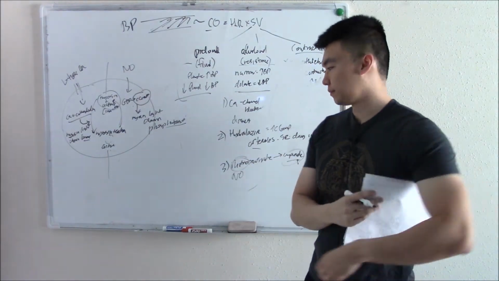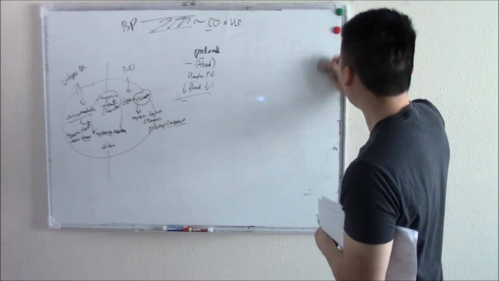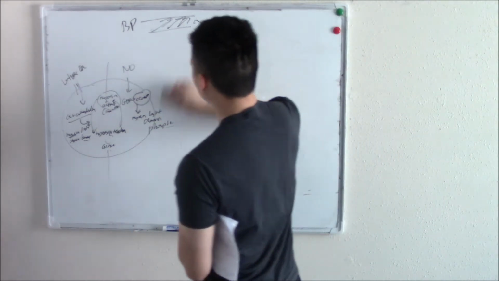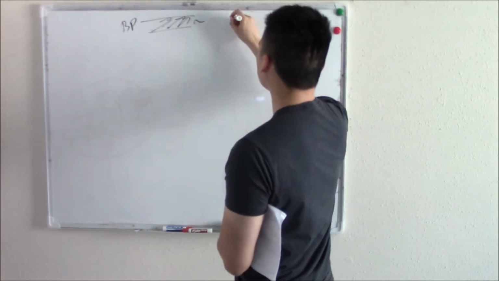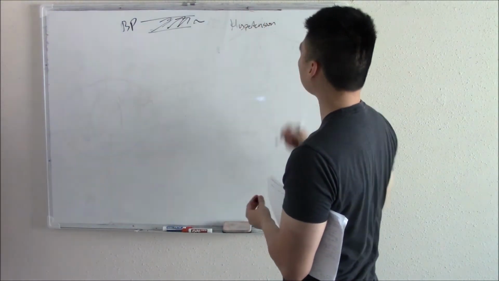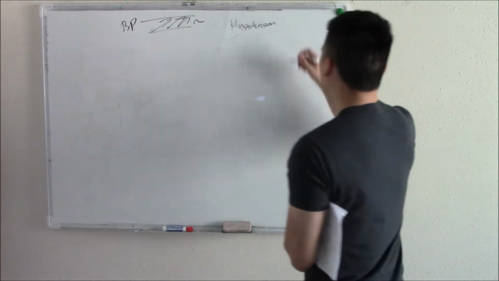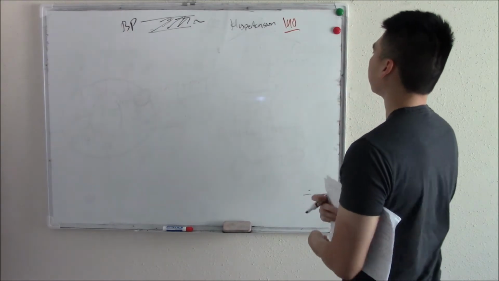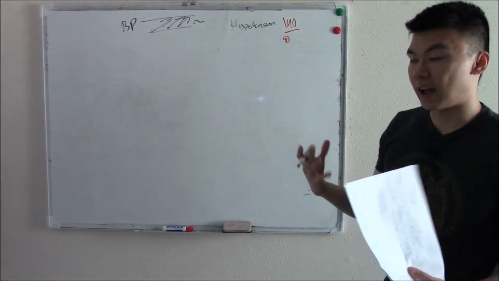If you have high blood pressure, we call that hypertension. Let's just talk about hypertension for a second. High blood pressure. Hypertension is defined as 140 over 90. And there are many factors that play a role.